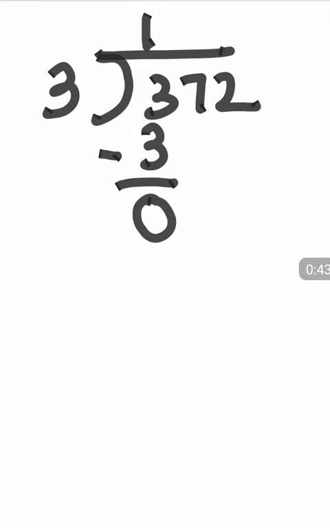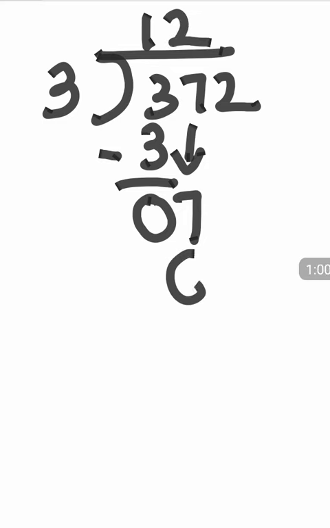The new thing which you learn in long division is you have to bring down the next digit. So 7. How many 3's make 7? 3 2's are 6. Subtract it again. You get 1.